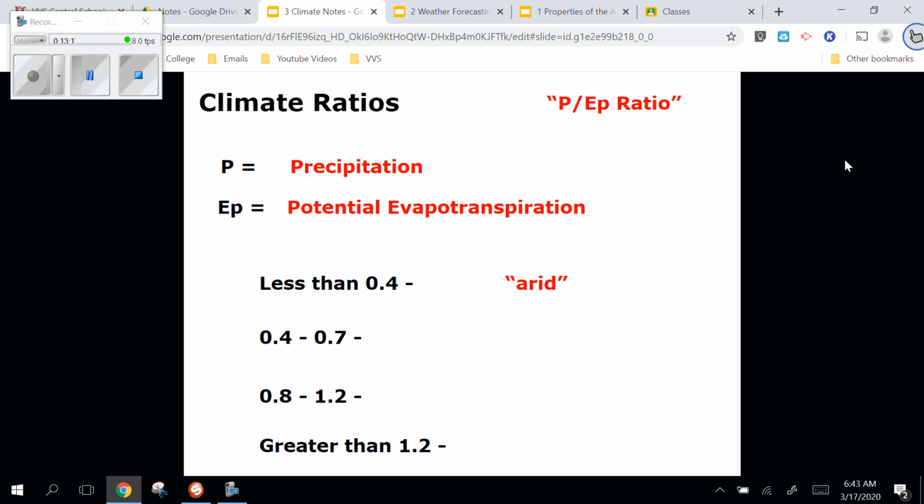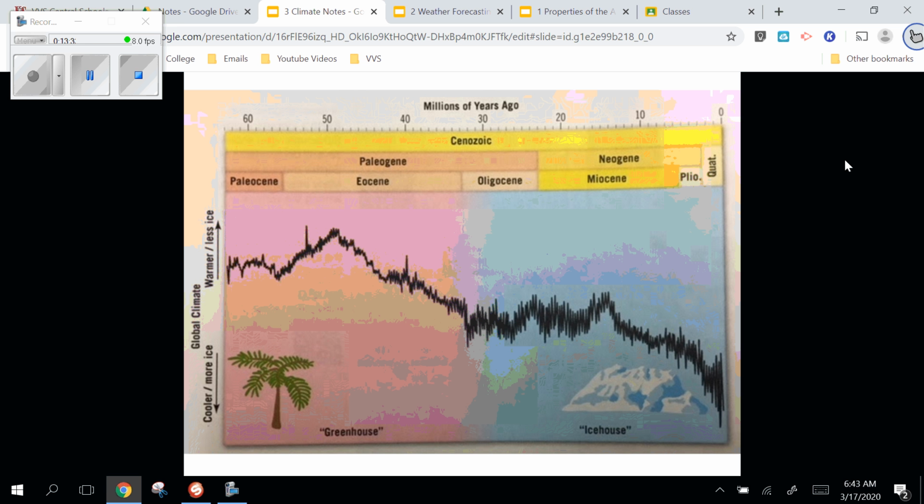And so you've got your four main types depending on what your ratio ends up being: arid, semi-arid, subhumid, and finally, if you have an area with a lot of precipitation but it can't evaporate very much, maybe it's colder a lot of the time, it's going to be humid.